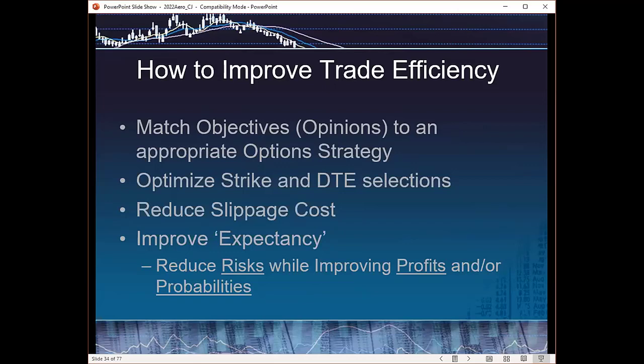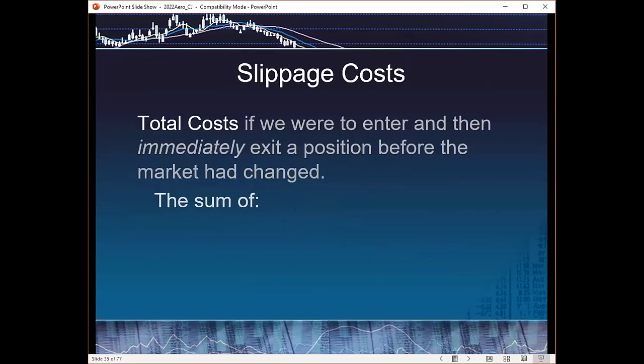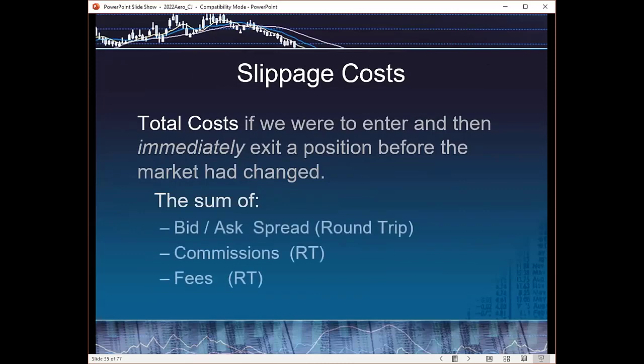So now let's go a little bit further. We talked about how to match your opinions to an appropriate strategy. Now let's look into optimizing the strike and expiration selections and the aspect of slippage cost, all again for the purpose of improving our expectancy and reducing the risks. Slippage cost, basically that's the cost to get in. If we got in and immediately out of a trade, there's going to be some cost. Usually it's contained in the bid-ask spread for the round trip. So if we're paying the ask and selling to the bid, we've got a little bit of slippage there.